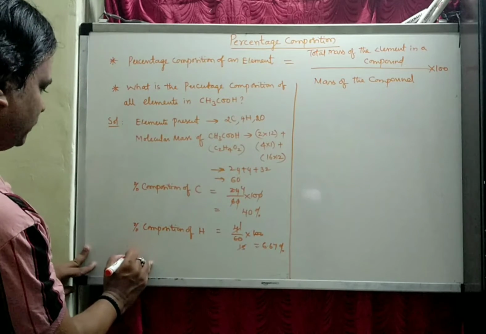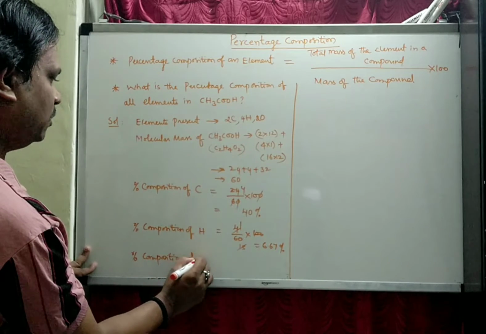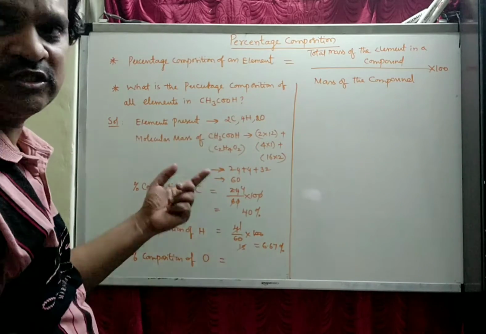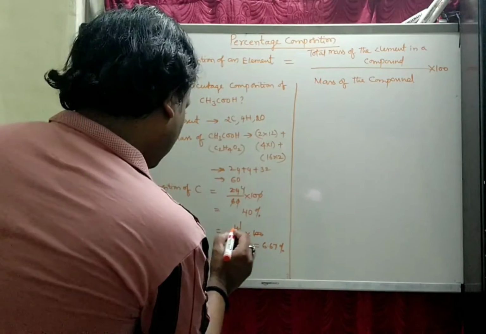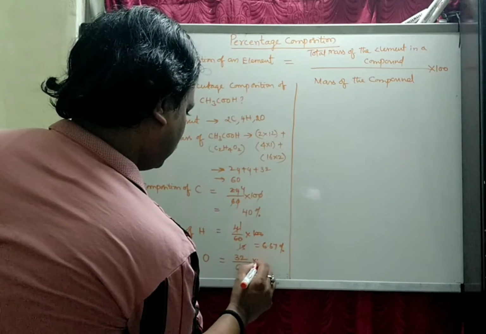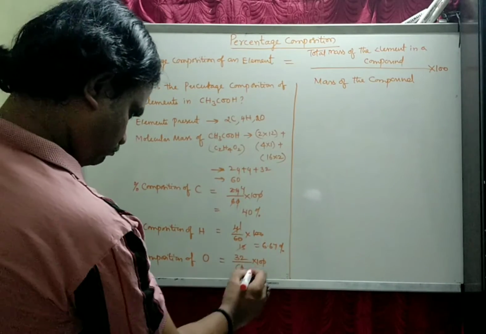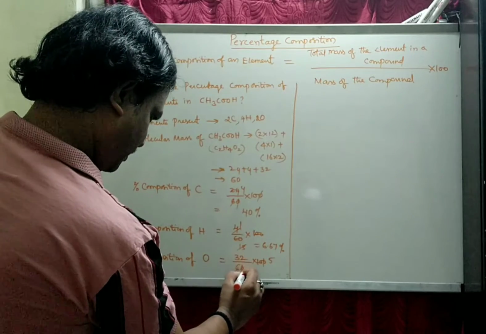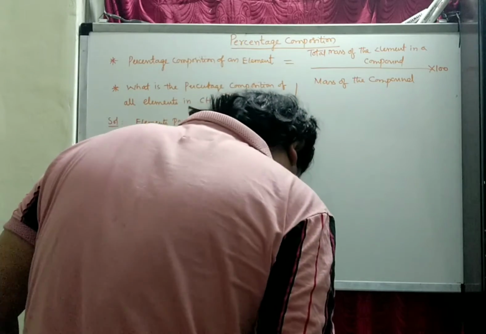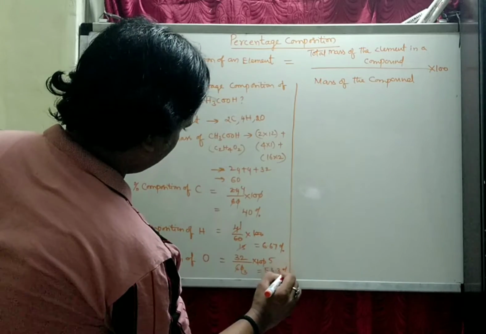Now the third one is the percentage composition of oxygen. So how many oxygens are there? 2. 16 twos are 32. 32 by 60 into 100. So the zeros cancel. You will get an approximate value of 53.3, that is, 53.3%.